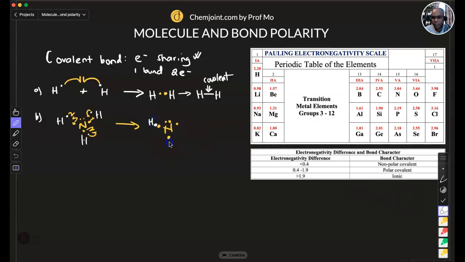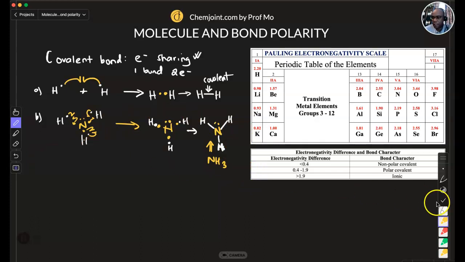Okay, this is another example of covalency. If I am to show the bonds, it will be like this: three hydrogens going to a nitrogen with a lone pair. We have three covalent bonds that came from sharing. This molecule right there is ammonia.